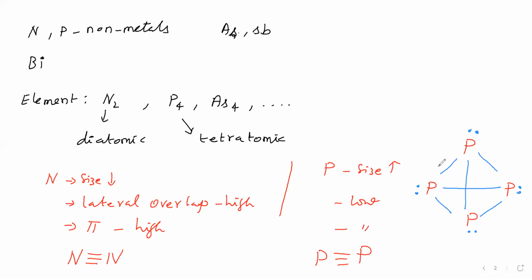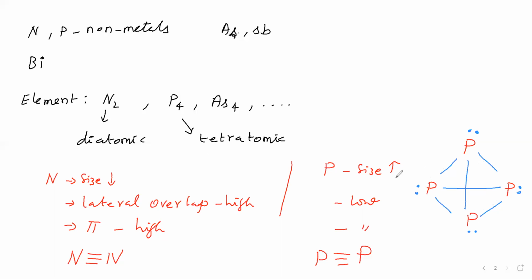Phosphorus, arsenic like this. Therefore, in the elemental form, in this nitrogen family, phosphorus, arsenic, antimony, bismuth exist as tetraatomic, while nitrogen exists as a diatomic. Why? Because nitrogen size is low, lateral overlapping is possible here to a higher extent. Therefore, pi bond tendency is higher here. Therefore, nitrogen exists as a diatomic, but phosphorus size is high, lateral overlapping tendency is low, pi bonding tendency is low. Therefore, P2 is not possible. Only like this is possible. Phosphorus exists like this.